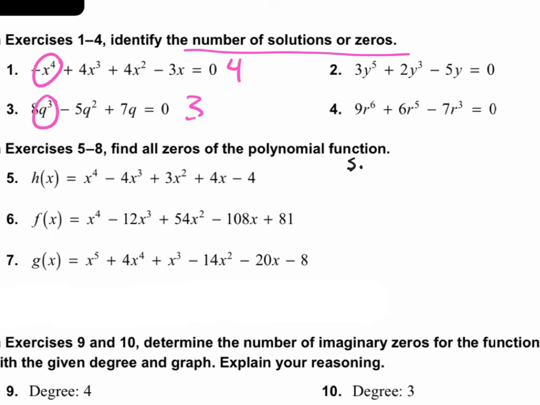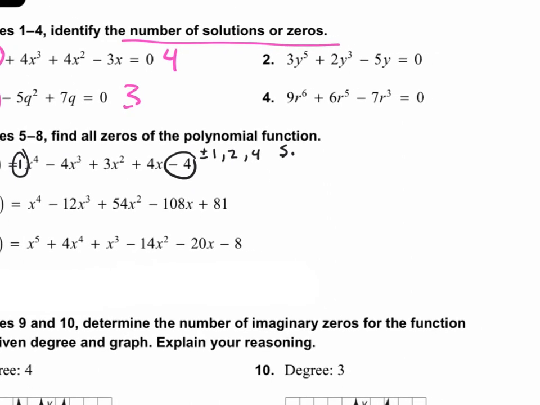We have to use synthetic division, so we have to do our P over Q. So what are all of our possible factors of our last term? 1, 2, and 4. And these are the plus or minus of all of them. What are all of our possible factors of the first term? Just 1. So these are all whole numbers, 1, 2, and 4. So that's what we're going to try.